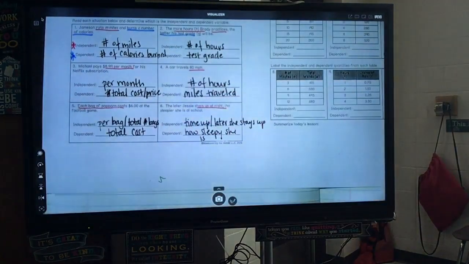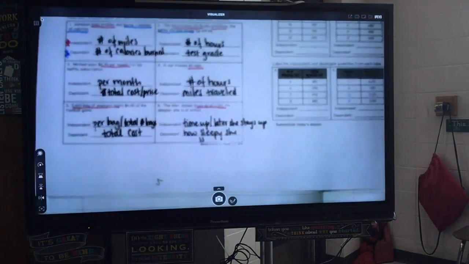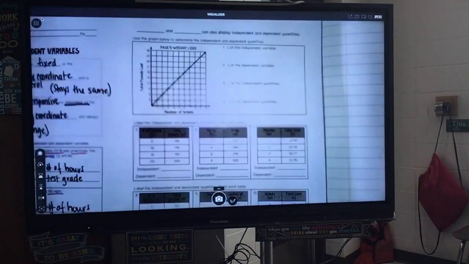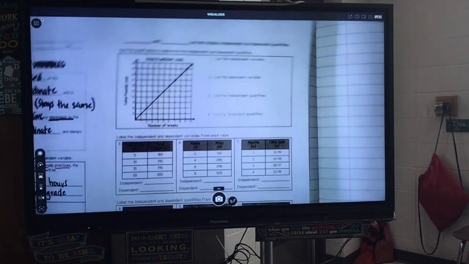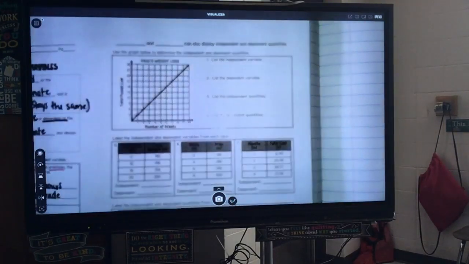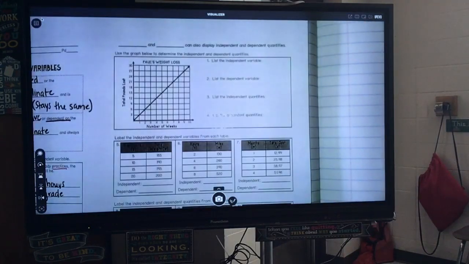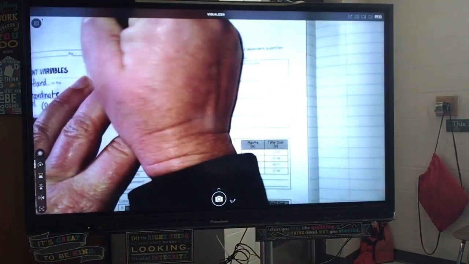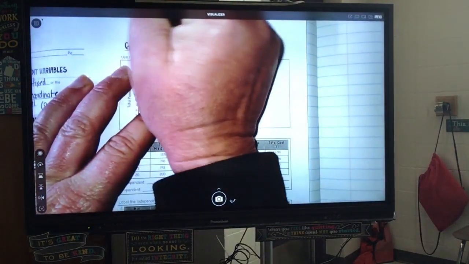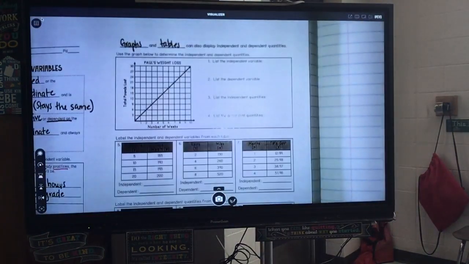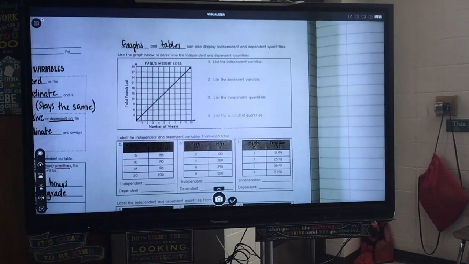Okay. Alright, so that was just kind of being able to learn how to identify your independent, dependent variables. So now, let's slide over, and we're starting up here at the top. Alright, and graphs and tables can also display independent, dependent quantities. So it says, use the graph to determine the independent, dependent quantities.